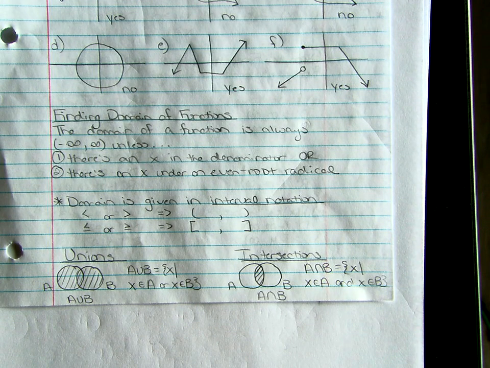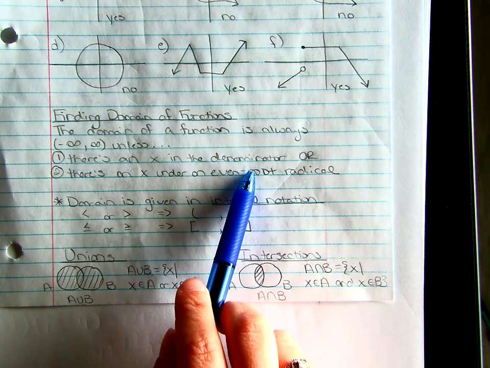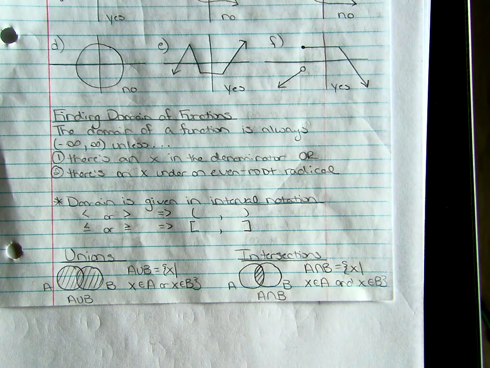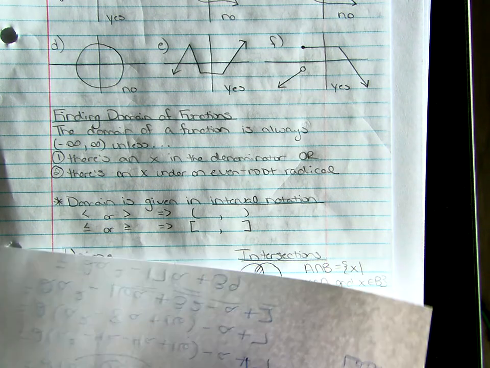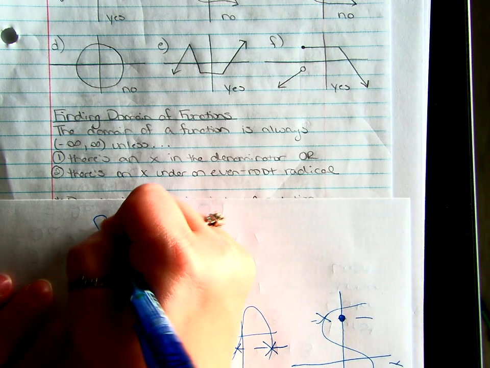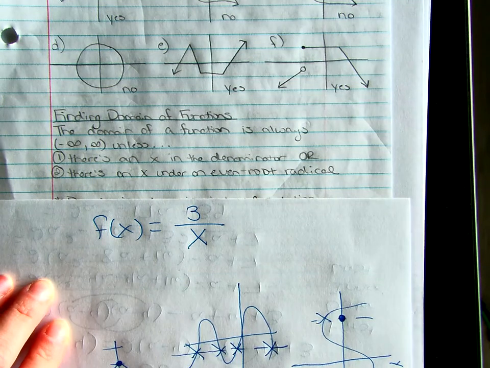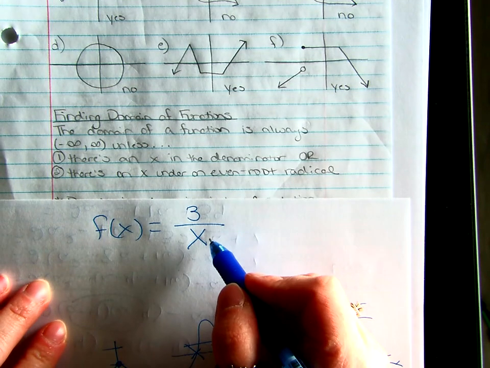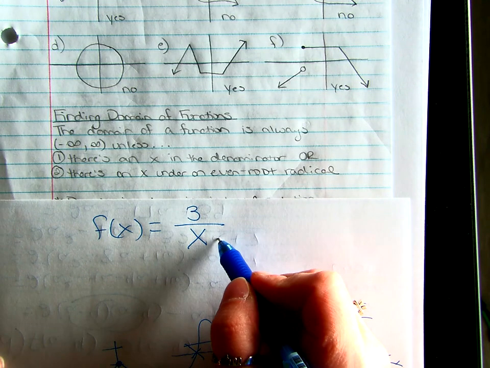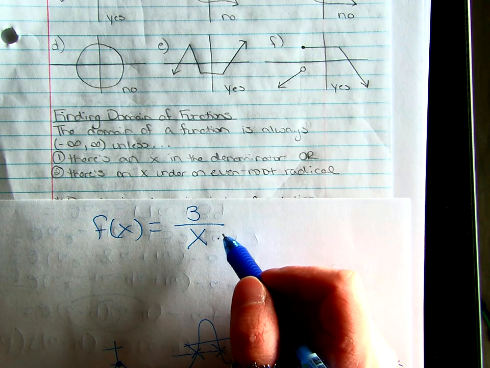So you have some sort of a function where you're going to have something that looks like this. F of x equals 3 over x. Notice how there's an x in the denominator. If there's an x in the denominator, then there are going to be what I call trouble spots that you're going to have to get out of your domain.